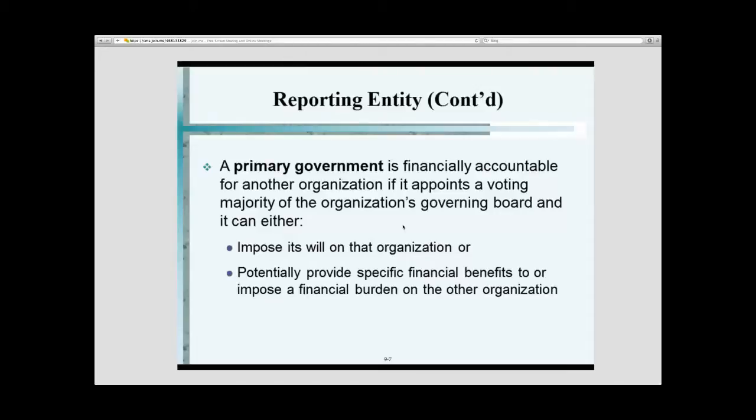Now, Rutgers is kind of interesting because the state doesn't appoint the board for Rutgers. The state has a state representative, but the Board of Regents are not appointed by the state. There are two different boards, so it's a little different. But these are the conditions that tell you whether to include an entity within a primary government. You can appoint the board, or there is some financial benefit or burden that accrues from that relationship. If you meet those two tests, whatever that entity is, you must include that in the primary government's CAFR.